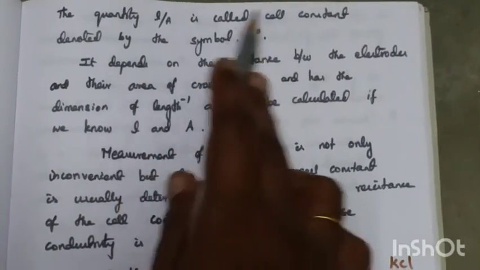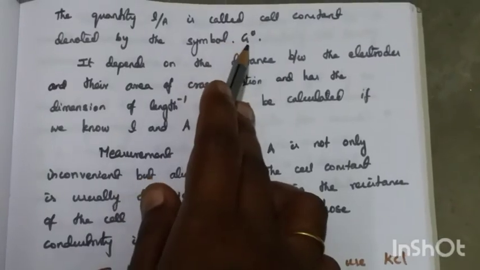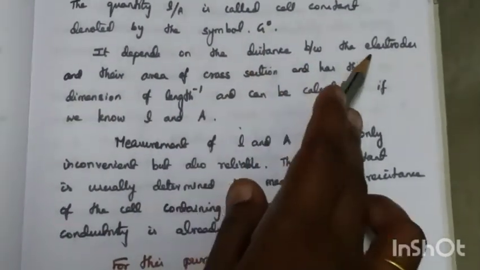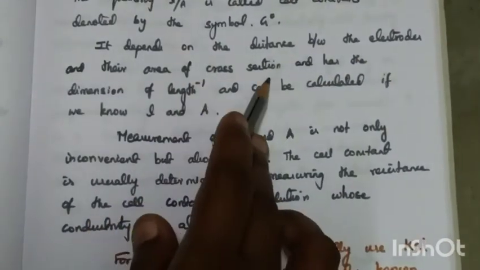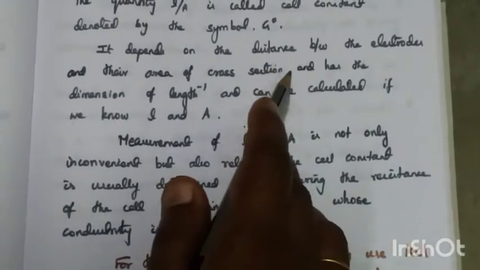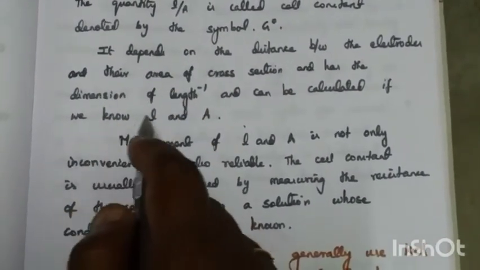L by A is called the cell constant. It is denoted by the symbol G naught. It depends on the distance between the electrodes, that is L, and the area of the cross section A, and it has the dimension of length inverse. It can be calculated from L and A.